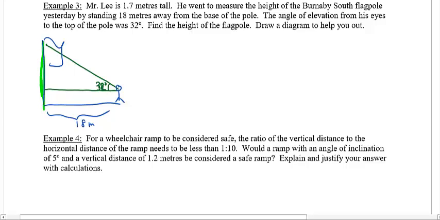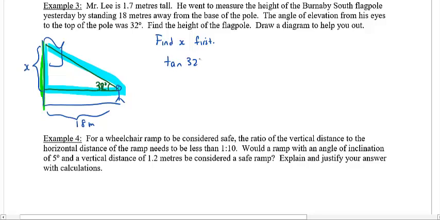So I want this entire height here. But if I look at the triangle that I have, I can only find this particular portion. But that's okay. Let me try to find that first. Okay, so I'm going to find x first. And to do that, I'm going to use my tangent ratio. Tangent 32 degrees equals opposite. And what is opposite in this case? Yes, it's the x over adjacent.